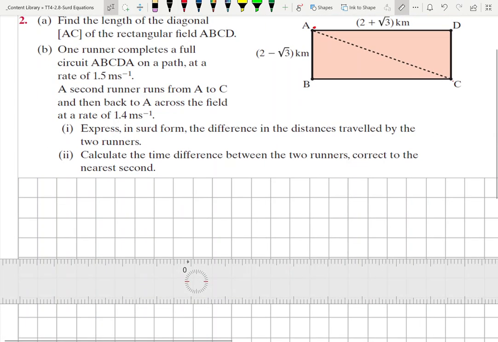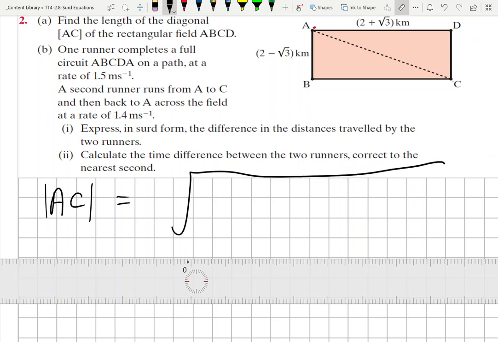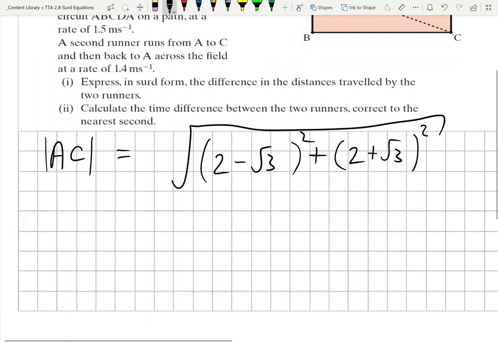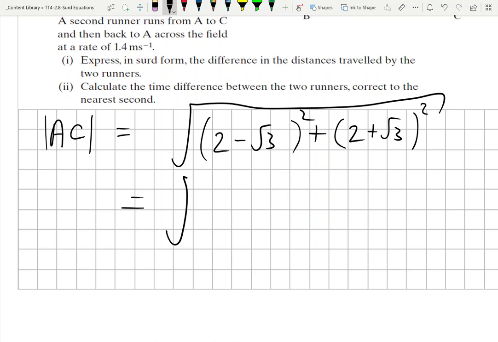So let's write this in equation form. Length AC equals, the form of distance is always the square root of a square plus a square. So get all that done. You have 2 minus root 3, 2 plus root 3. Okay, we just work our way down the page, bringing it forward bit by bit as we analyze it.